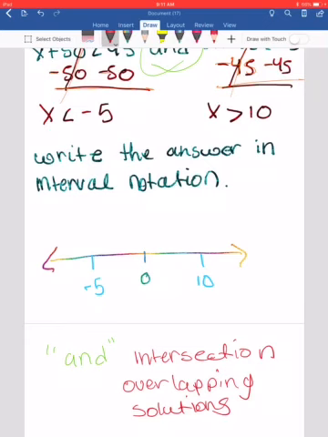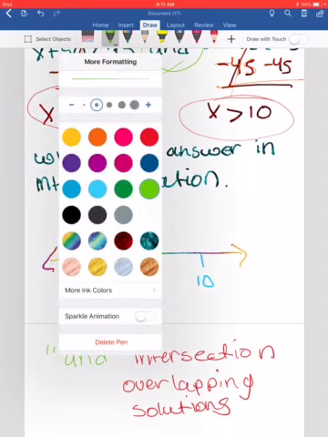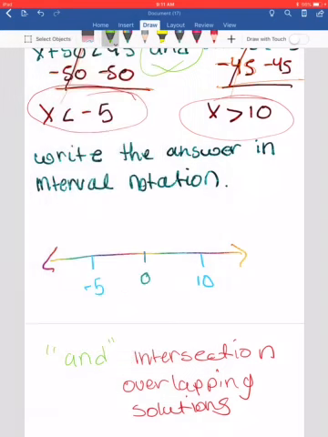So I have my two answers. X is less than negative 5 and x is greater than 10. Those are my two solutions. So let's graph them. X is less than negative 5. Remember, on the left side you have negative infinity, and on the right side you have positive infinity. Whenever you are writing your answers on the number line, you want to always read it from left to right. The negative 5 is right here, and the 10 is right here.